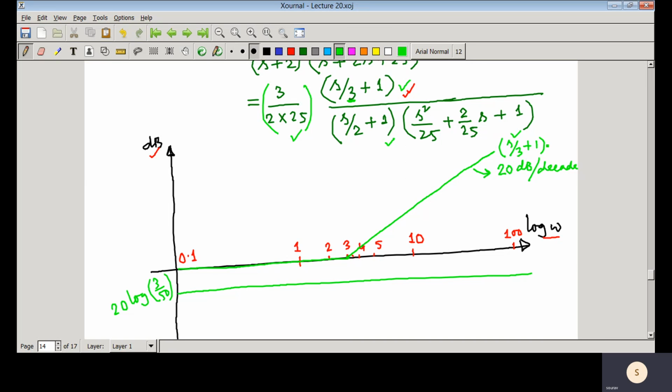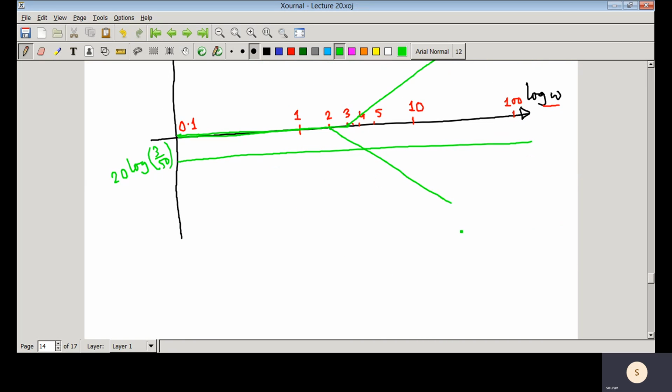Now let us see what would be the plot for this particular term, s by 2 plus 1. Here the corner frequency is 2. So the asymptote should be like this, and as it is in the denominator, the slope is like that, minus 20 dB per decade.